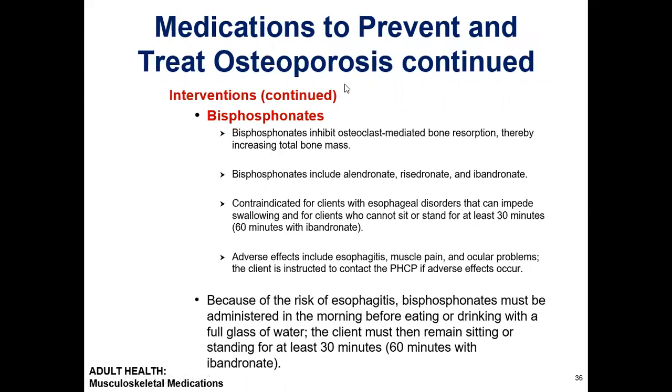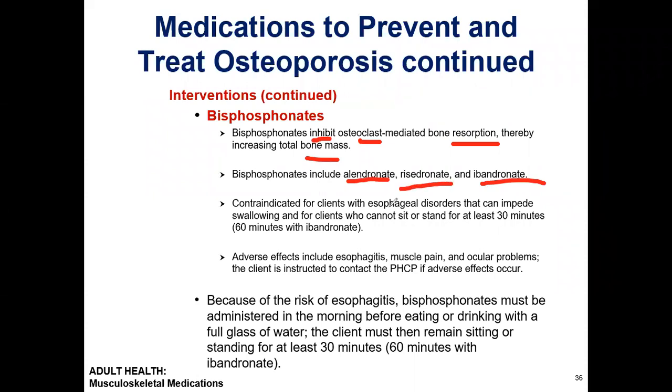Now, another drug we use is called bisphosphonate, or somebody calls it biphosphonate. They inhibit osteoclast-mediated bone resorption, thereby increasing the total bone mass. Bisphosphonates include alendronate, ibandronate, or risedronate.